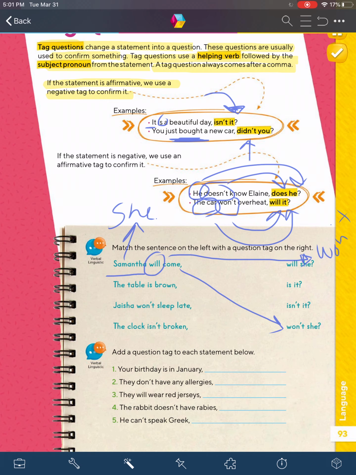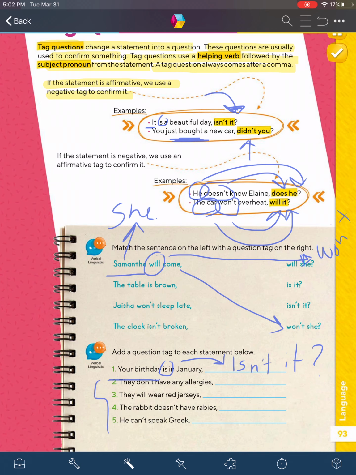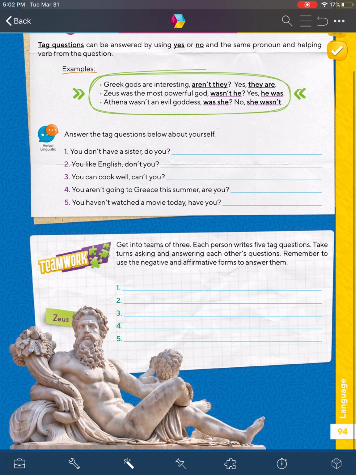So you have, your birthday is in January. What do you have to do? The same thing. You have to identify the verb and the subject, in this case, your birthday. If we have is in affirmative, we need the negative form, in this case, isn't. And we have the subject, your birthday, and we need to use the pronoun for that. What pronoun do we use for your birthday? It. So my question tag will be, isn't it? So you have to practice with the rest. Now, as soon as you're ready, please go to page 94.